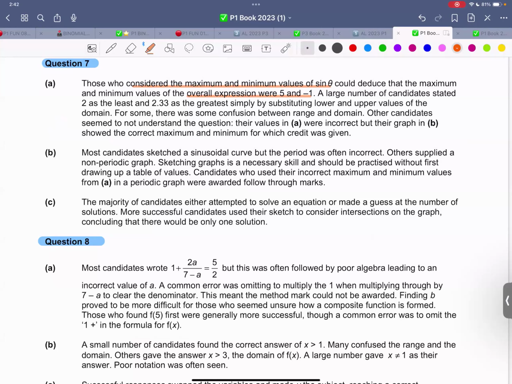I don't know who these people are. I don't even want to talk about them. For some, there was confusion between range and domain. Again, I just want to keep quiet. Other candidates seem to not understand the question. The values in part A were incorrect, but in the graph, they showed the correct maximum and minimum. That means some people can draw the graph and then give the answer for this particular part like this. So they can also do this.